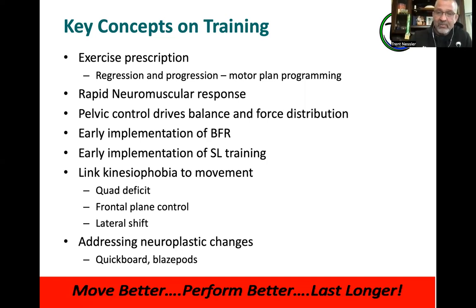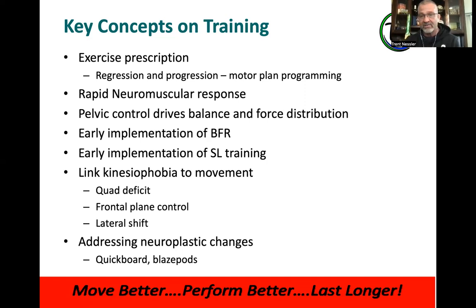Early implementation of BFR, I alluded to that. And what I've seen, and actually one of the studies that we have going on is early implementation of BFR and improvements in dynamic valgus and speed of dynamic valgus. And what I will tell you is the preliminary results are awesome. For those of you, most of you probably use BFR. It to me has been a game changer.